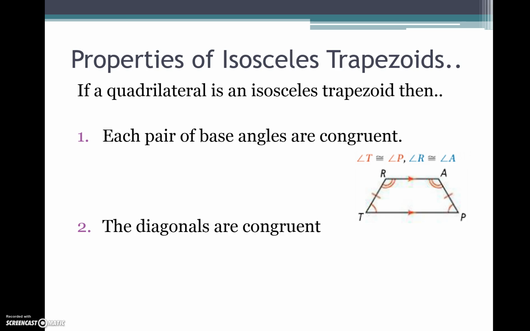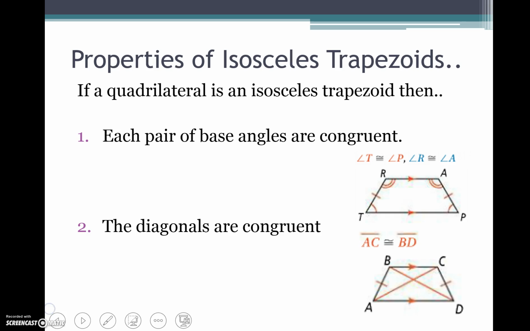The other thing is the diagonals are congruent. Now we can remember when we did rectangles, their diagonals were congruent, but these are not parallelograms. So these are something a little bit different, but it's the same idea. So what we have there are two diagonals that are congruent.